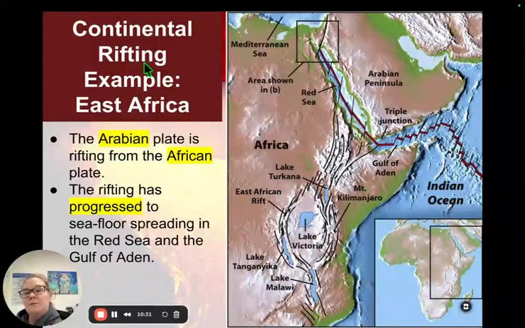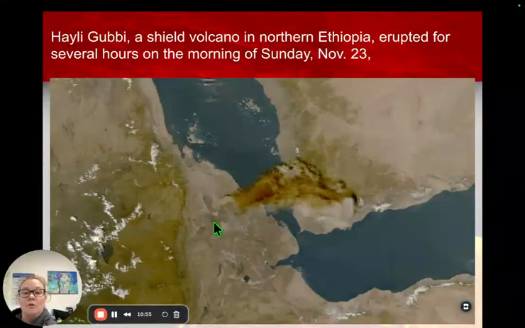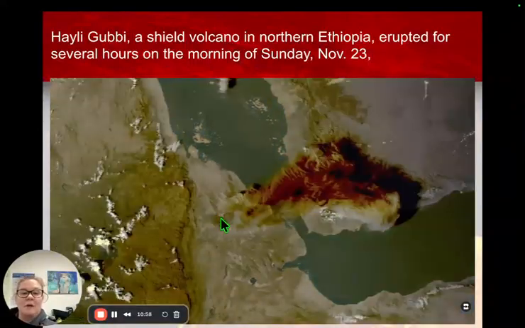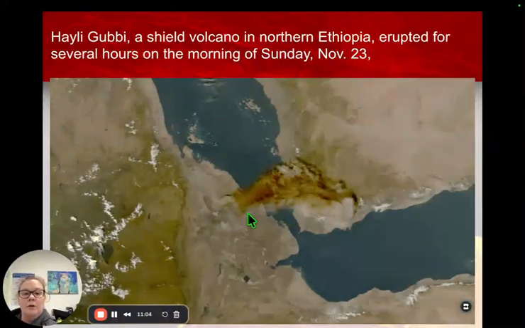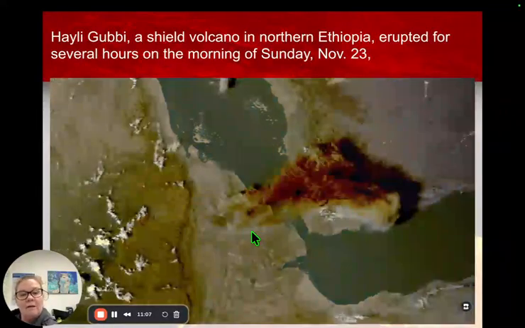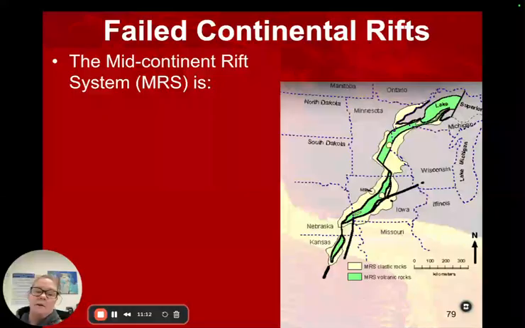A continental rifting example is East Africa. The Arabian plate is rifting away from the African plate, and the rifting has progressed to seafloor spreading in the Red Sea and the Gulf of Aden. Here it's starting to move across and get pulled apart. Recently, a volcano that hadn't been active in a long time erupted on November 23rd of this year. I don't know if you saw that in the news.